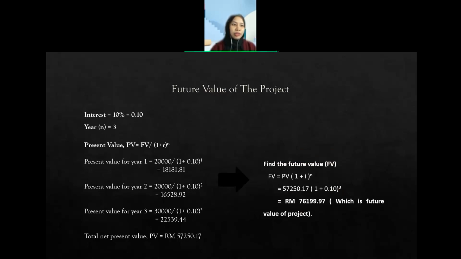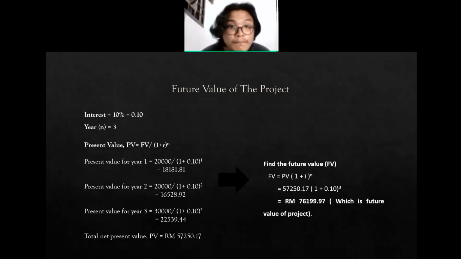Okay, future value of the project. The interest is 10% a year for 3 years. For the present value total for the 3 years, we got 57,250. So for the future value, the total future value for the project, we got 76,199 and 97 cents. Next.